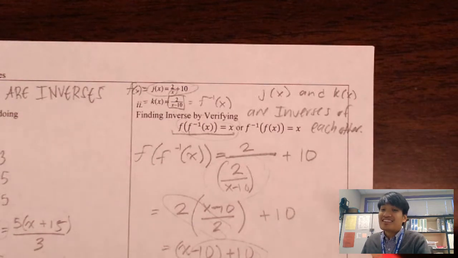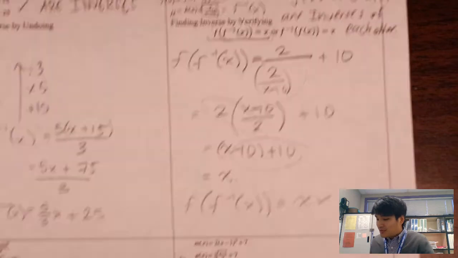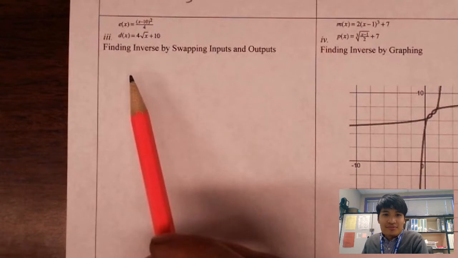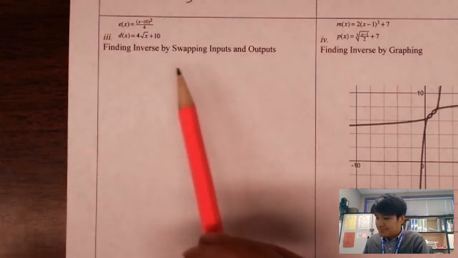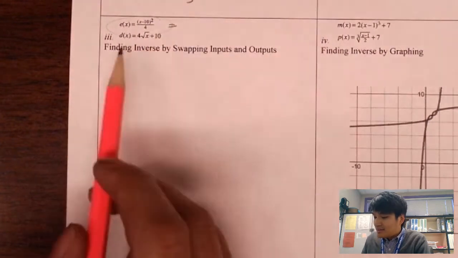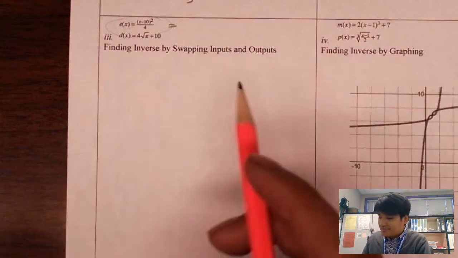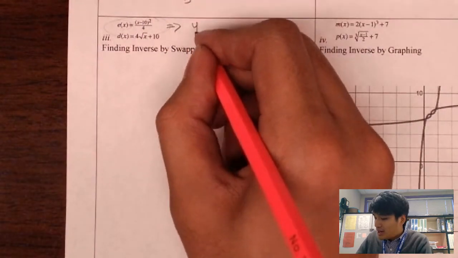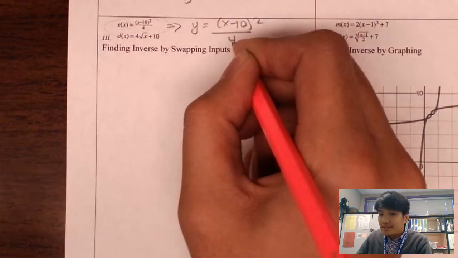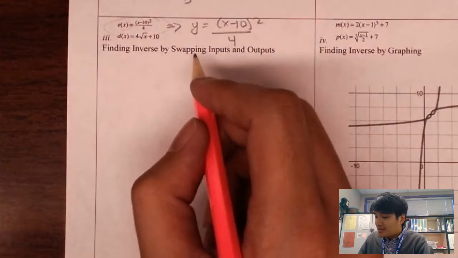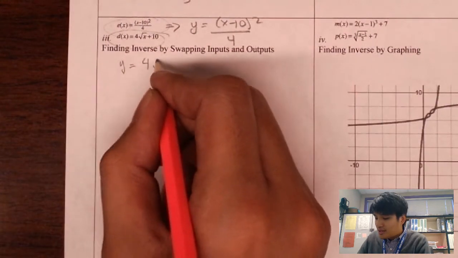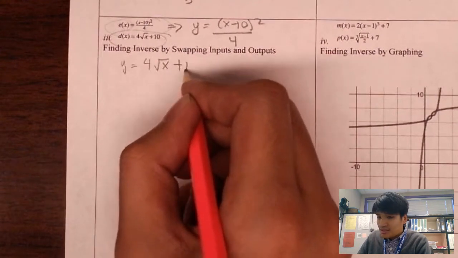Right? Very nice. So we got a few more steps here. One thing I'm going to do is find the inverse by swapping inputs and outputs. Essentially, when doing that, I would recommend changing this into y. So in this case, I have y is equal to (x minus 10) squared over 4, and the other one right here is y is equal to 4 square root of x plus 10.